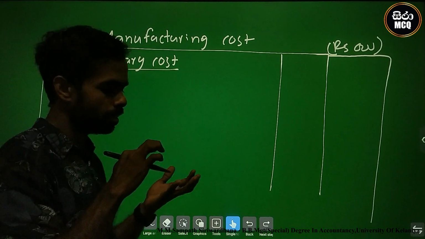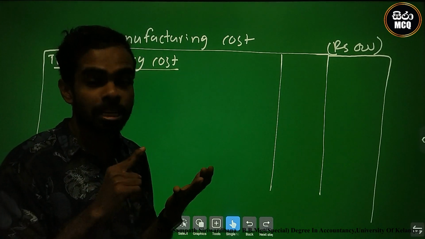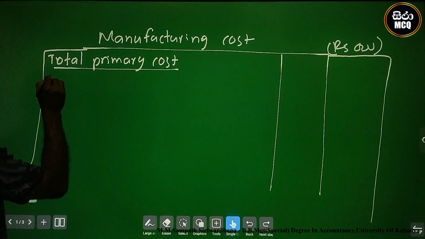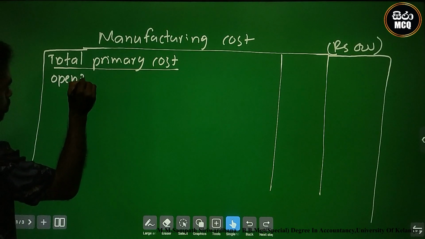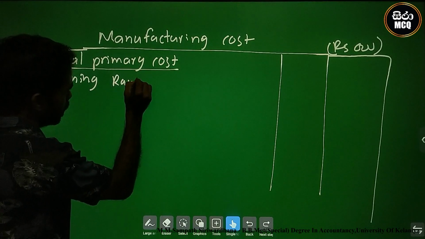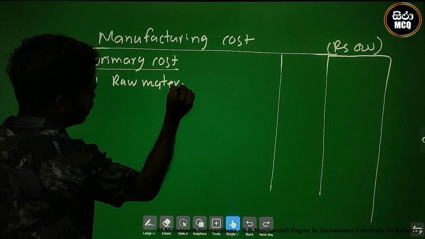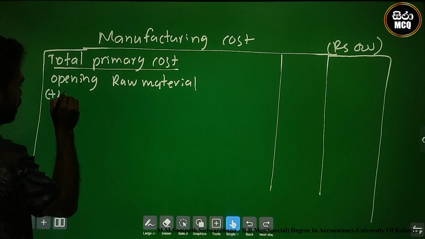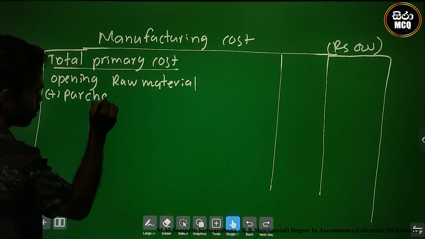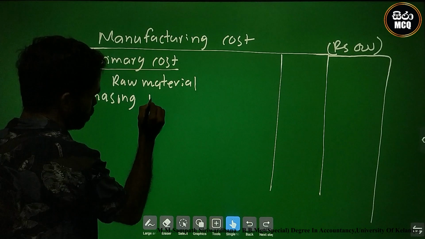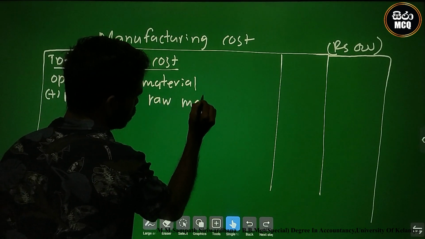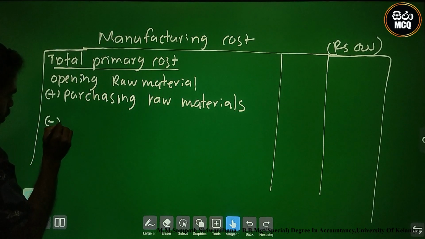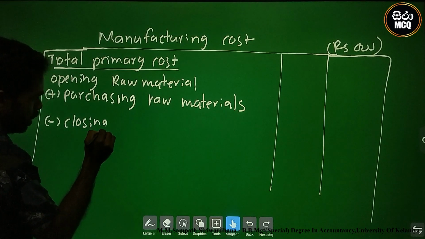At this time, firstly, we calculate the direct material cost. The direct material cost is calculated using this: firstly opening raw material, plus purchases of raw materials, and minus closing raw materials.